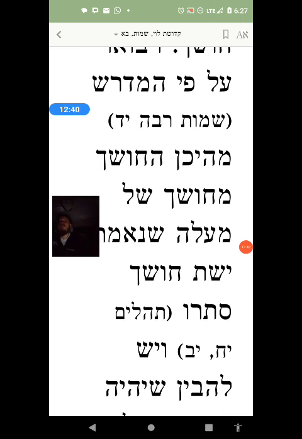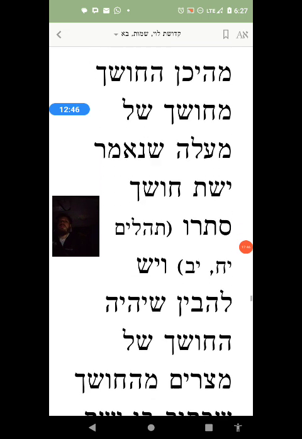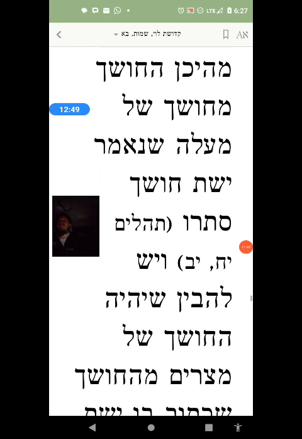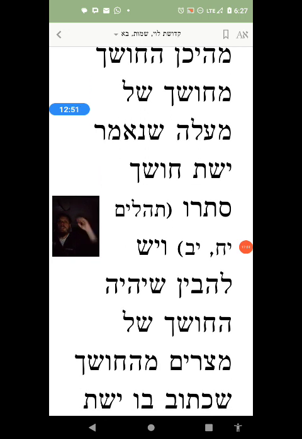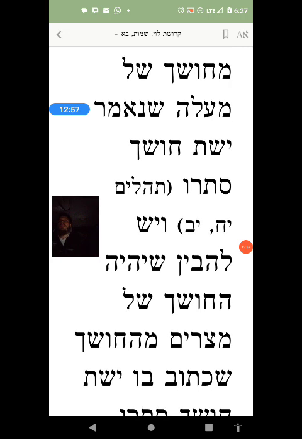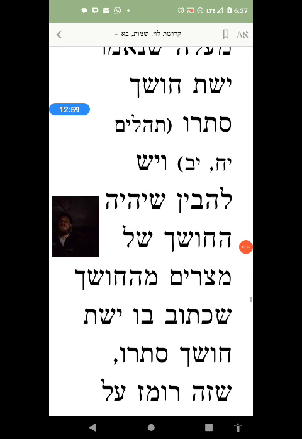So we can explain this first with what it says in the Medrash, Shmois Rabba: Mehechen Choshech, Mechoshech Shomala. Where did this darkness come from? From the supernal darkness, as it says in Psalm 18, verse 12, and God sets darkness as his hidden place.